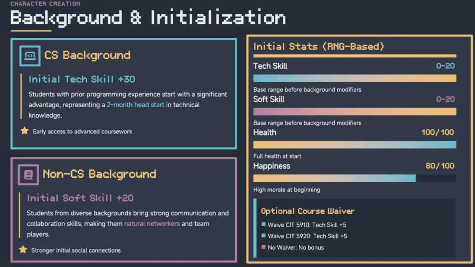And we also have the optional course waivers, like waiving 5910 and 5920, which will give us small tech skills boosts. So every run starts slightly different, and this makes the game replayable.